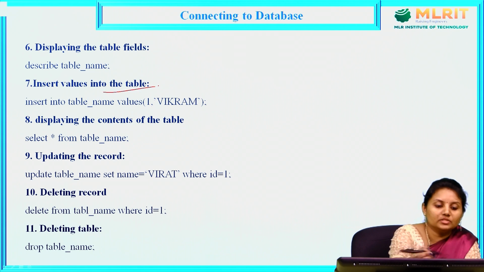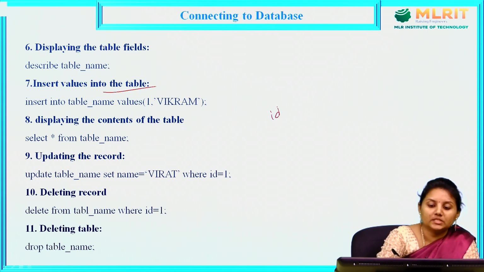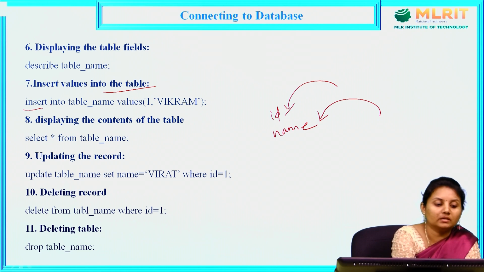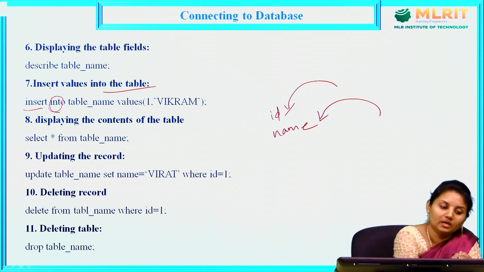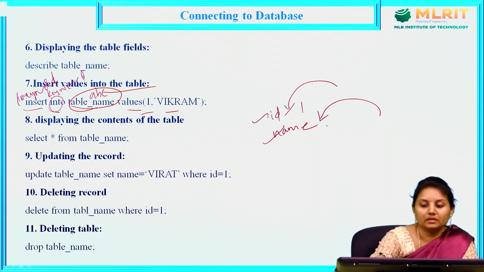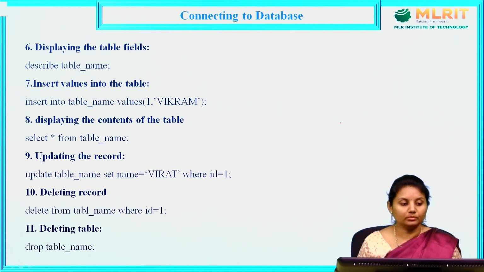Insert the values into the table. So you will get one is ID and the other one is name, right? So if you wanted to insert some IDs and names also, then you have to use insert into. Into is again like a keyword. Insert is again a keyword. Table name, say ABC, values. So ID and name already you have created when you are creating a table. So here you are passing the values. So ID 1 and some name. So this is how to insert: insert into table, table name, values.